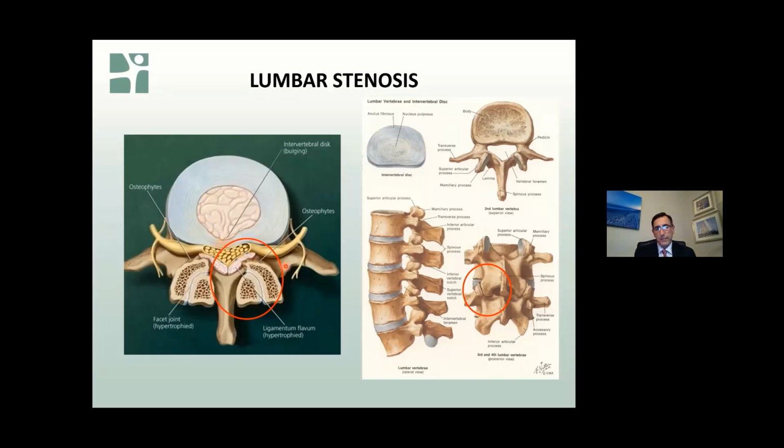But, primarily classically it's considered to be due to enlargement or hypertrophy of the facet joints and ligaments in the spine.